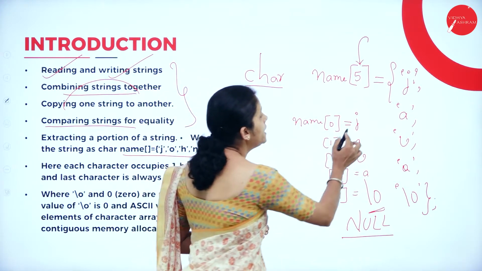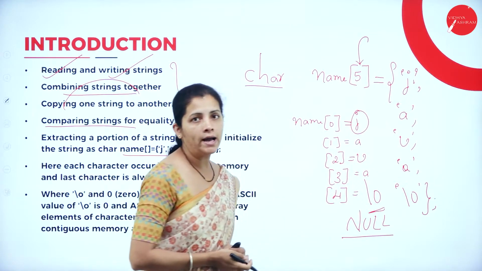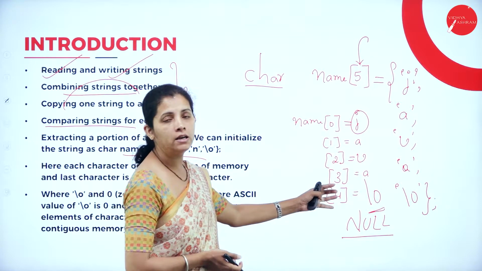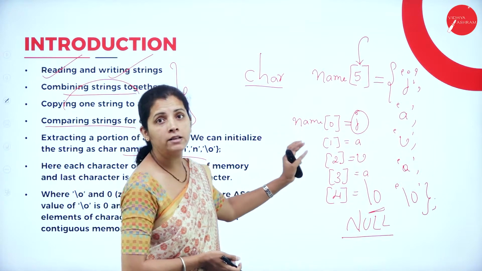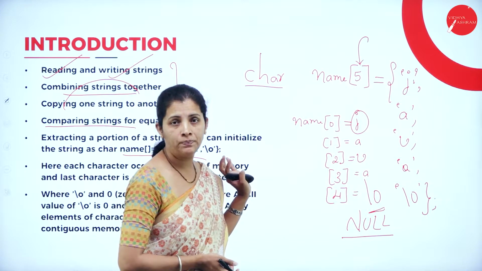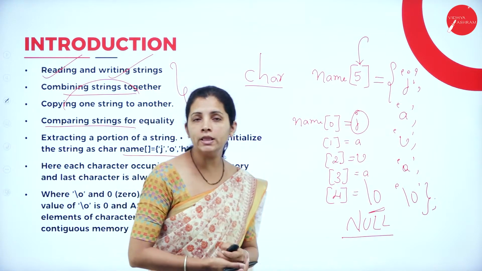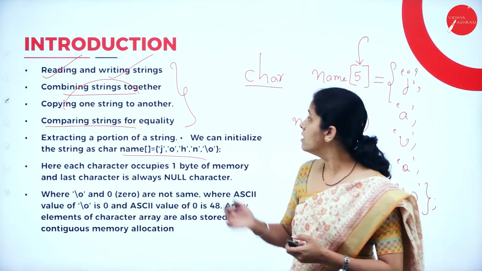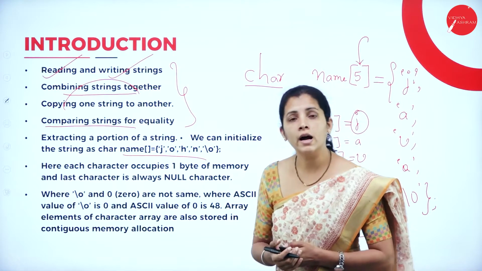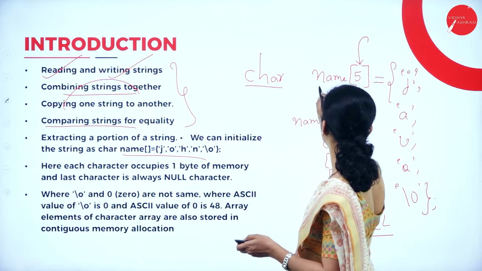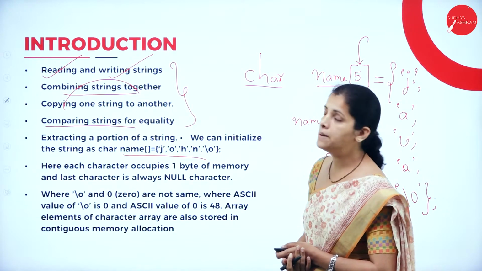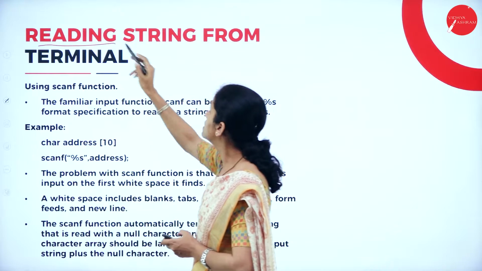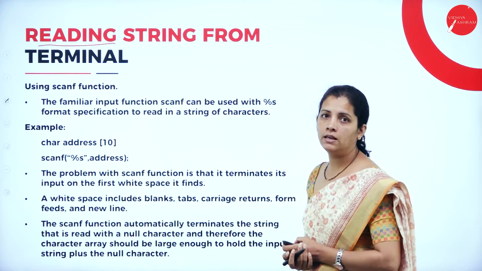Now each character occupies one byte. So how many bytes do I require here? I require 5 bytes of continuous memory. So here, when I go with an array, the compiler is going to allocate 5 bytes of continuous memory location for this array name. Now I'm going to have the topic that is reading string from terminal.